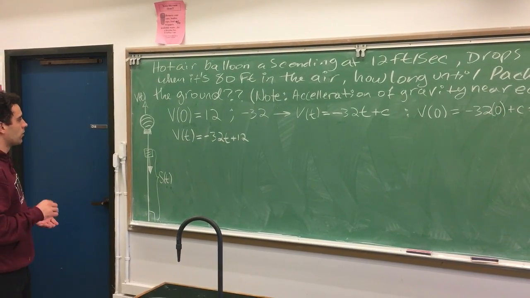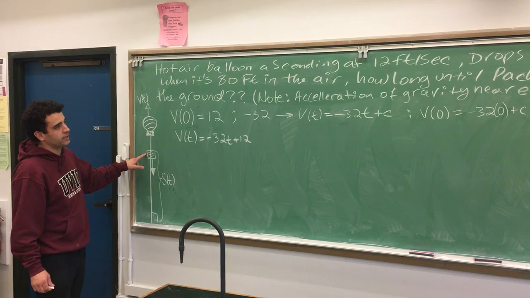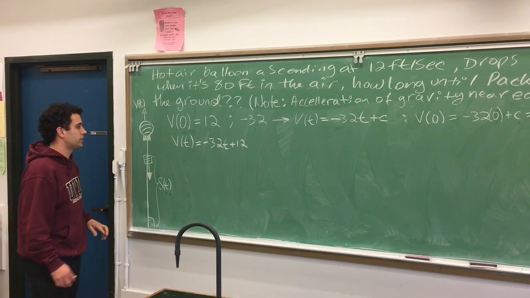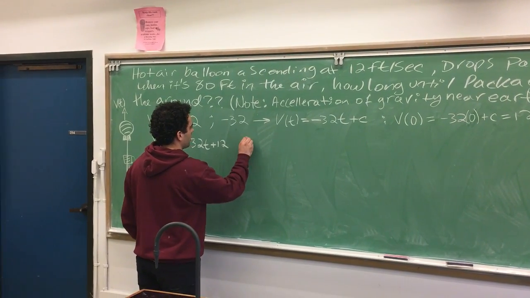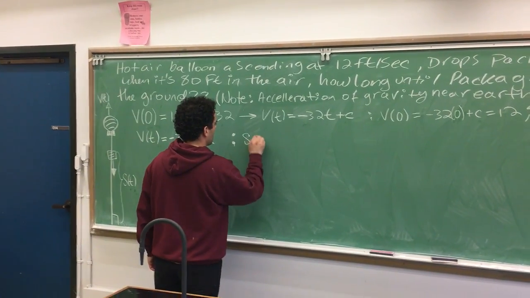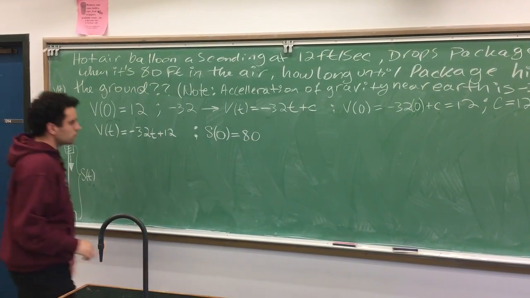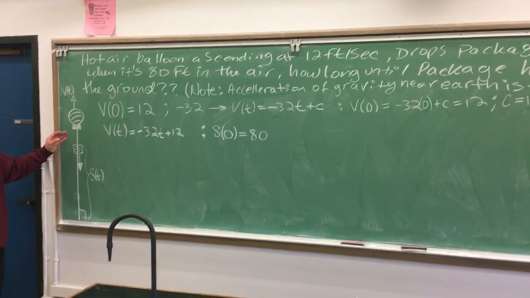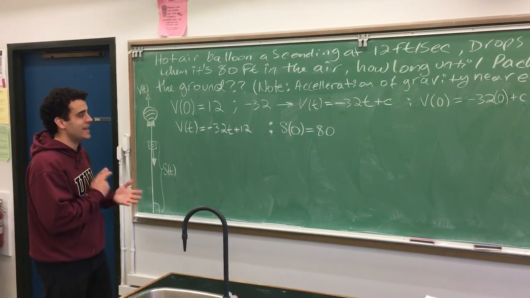And what we're going to do now is find out how long until the package hits the ground. So we're going to set up another initial condition, and we're going to say s of 0 equals 80. We're going to call the height s. We want to know how long until it hits the ground. So it was dropped when the thing was 80 feet in the air. So height at 0 seconds is 80.